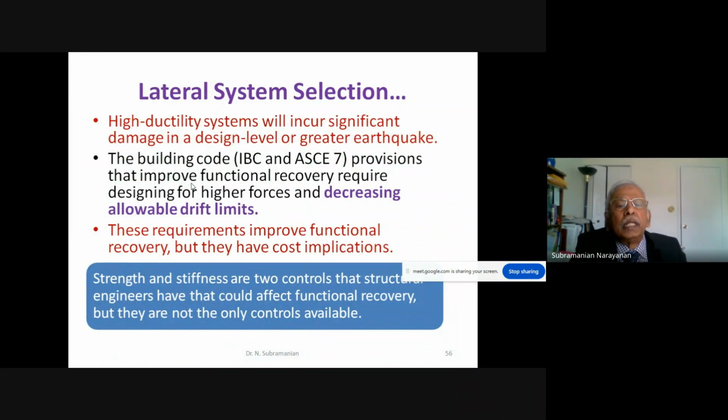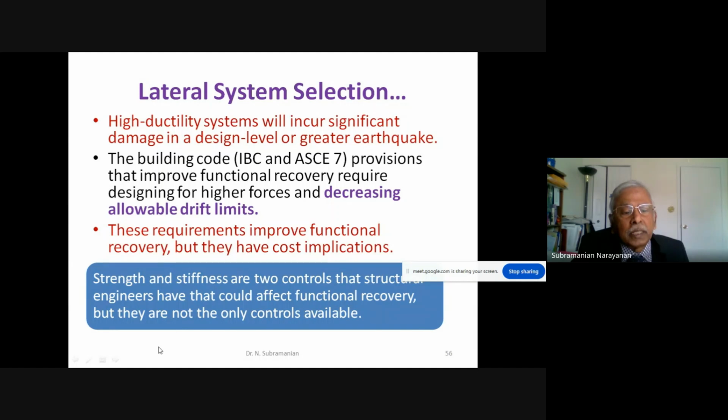So, how to select the lateral system? High ductility systems will incur significant damage in a design level or greater earthquake. The building codes, such as IBC and ASCE 7, have provisions that improve functional recovery by requiring design for higher forces and decreasing allowable drift limits. As I told you, the drift limit is very important. These requirements improve functional recovery, but they have cost implications. So this cost comes again and again. I am telling you that cost will increase if you want less damage.